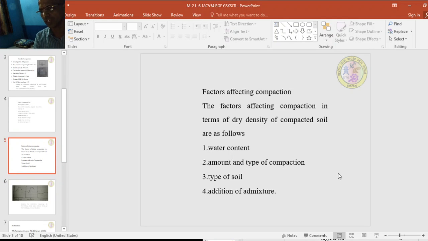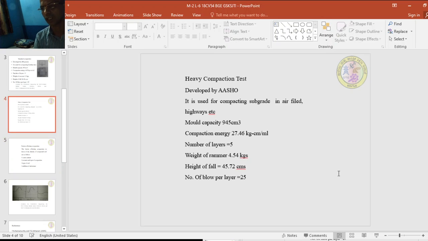Now coming to the conduct of the test. We have to take around 3.5 kg of soil passing through a 4.75 mm IS sieve for light compaction, if more than 50% is passing through the 4.75 mm sieve. If not, we have to take about 3.5 kg of soil passing through the 19 mm IS sieve, when more than 50% is retained on the 4.75 mm IS sieve.